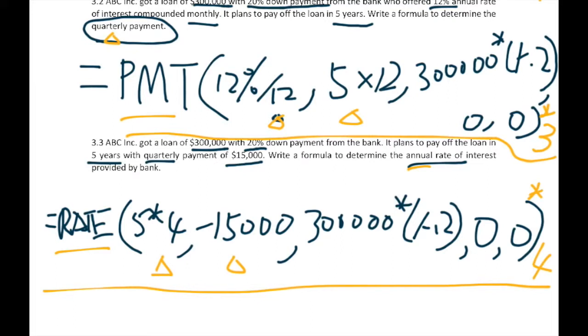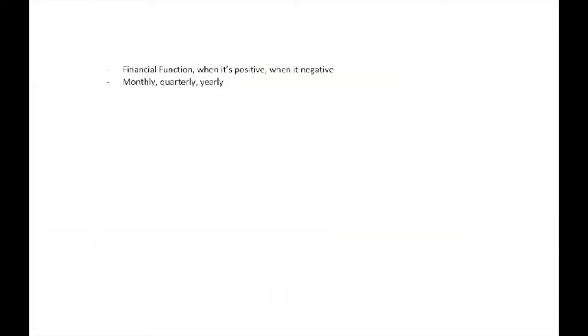Okay, I hope these questions are helpful for you. Let's wrap up what we reviewed for this part. The first thing is financial functions, and you need to know when to use positive and when to use negative. Whenever you are getting money, it should be positive, and whenever money is going out from you, when you pay it out, it should be negative.